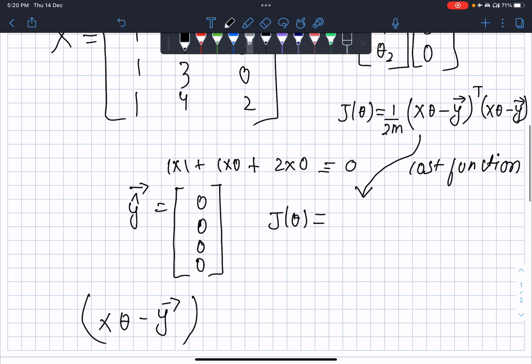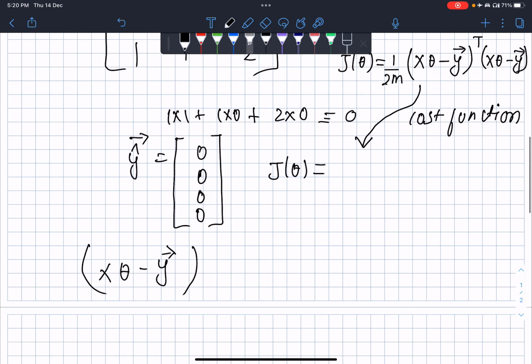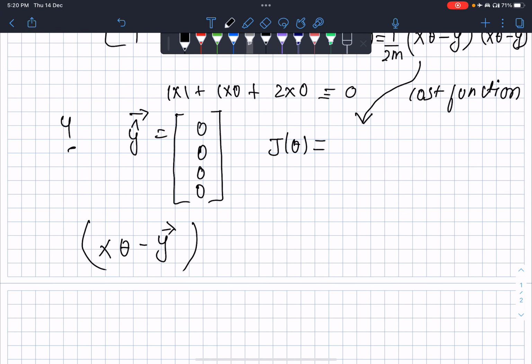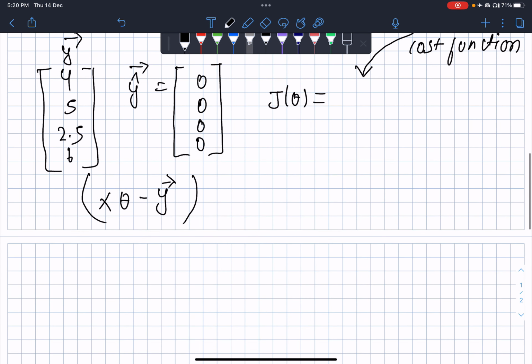Now, whatever the y vector is, the real values are 4, 5, 2.5, 6. Okay, this is our y vector, which is the real value. Now, what value have we got?